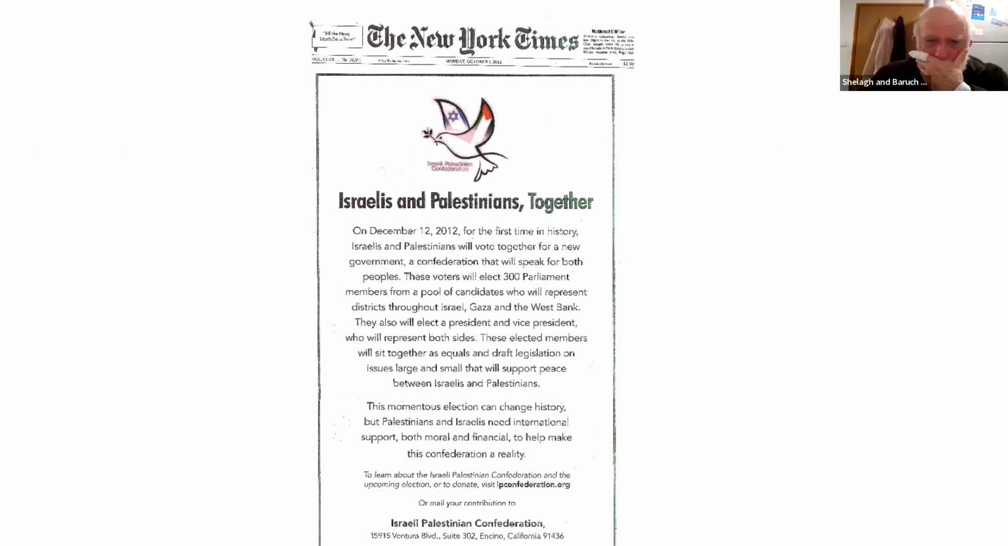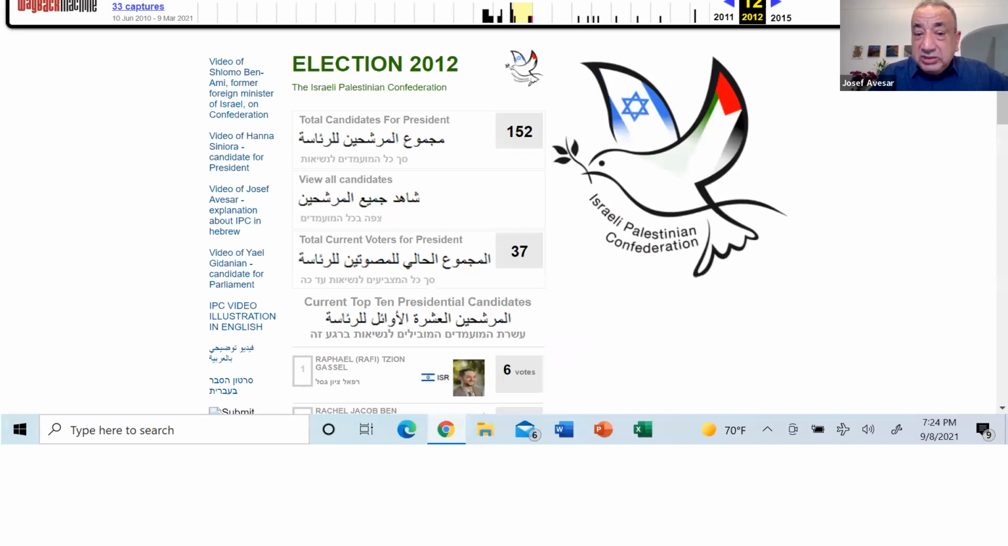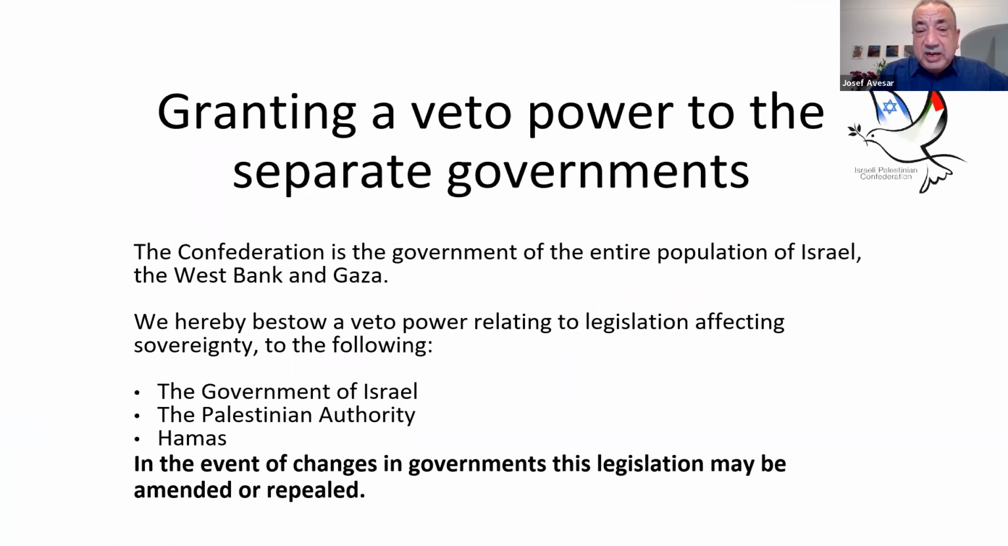We had an election on December 12, 2012, the same as being proposed. We had a full page ad in the New York Times that appeared on October 1st, 2012, announcing the election. This is real, not simulated, and neither government attempted to disrupt it. We did have the election and people voted, but clearly it wasn't enough votes. I think we got a total of 900 candidates and 600 votes, but there was no attempt to disrupt by the Israeli or the Palestinian governments.